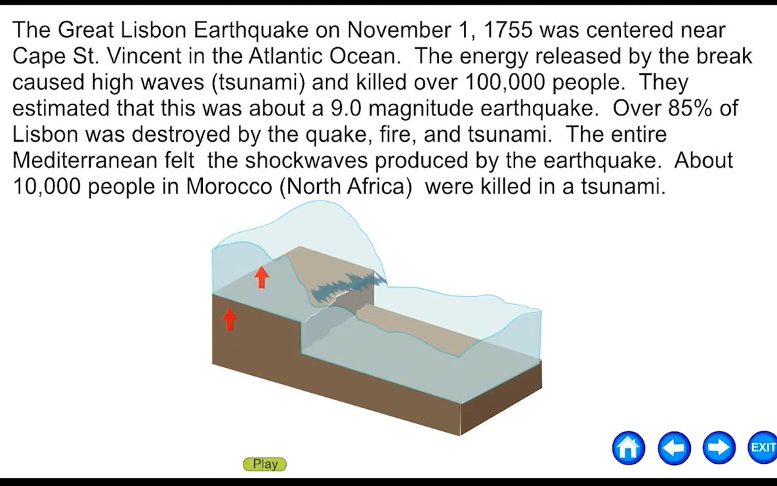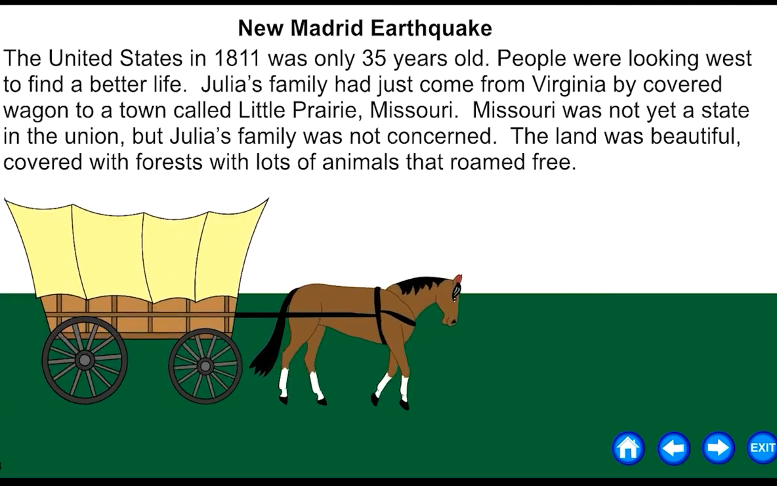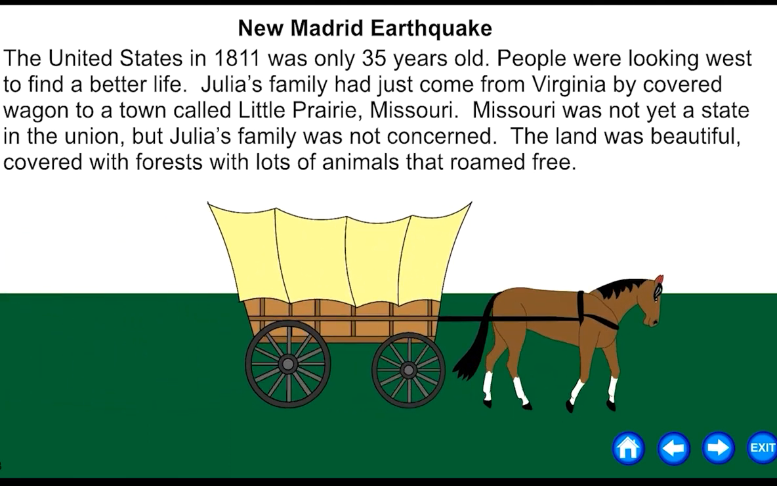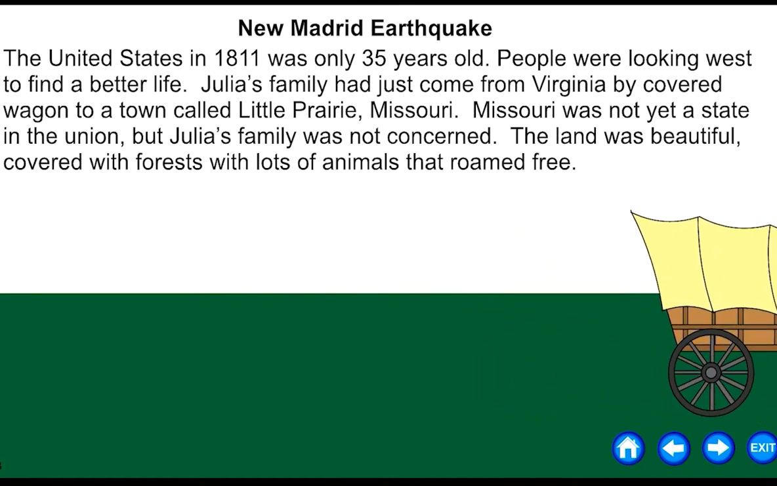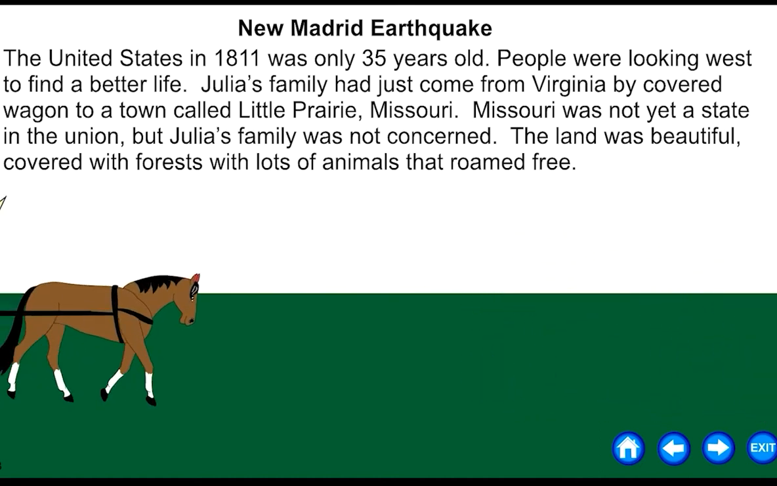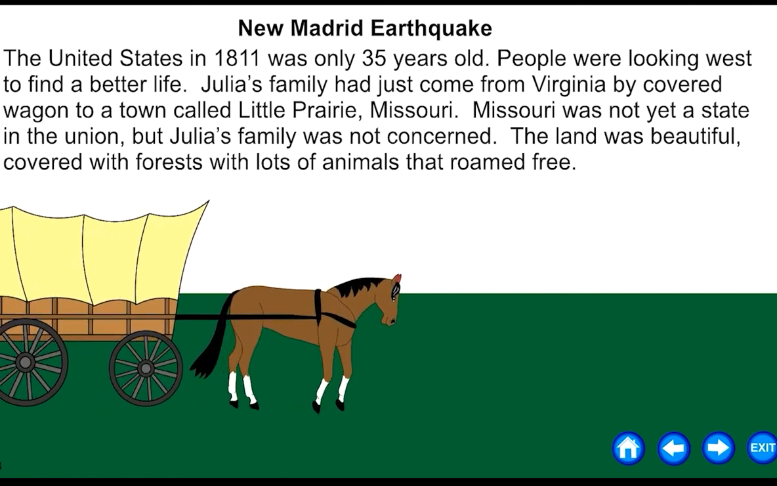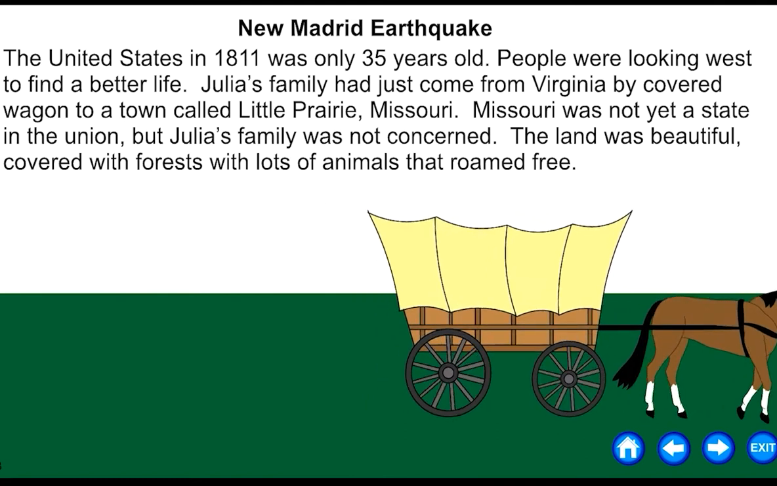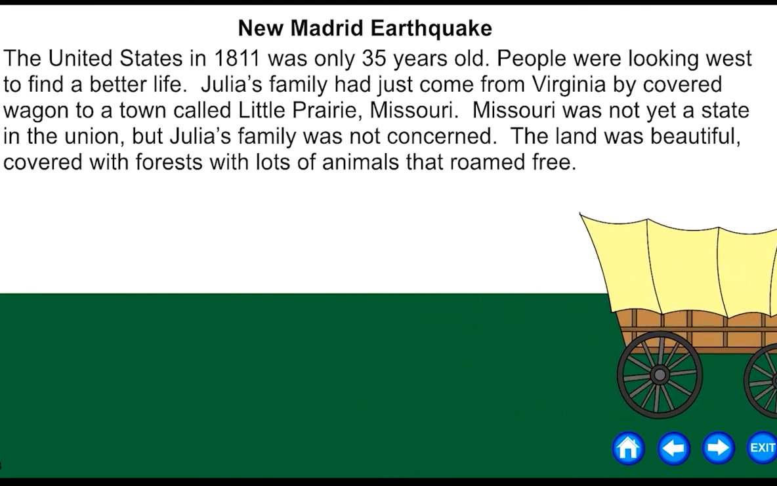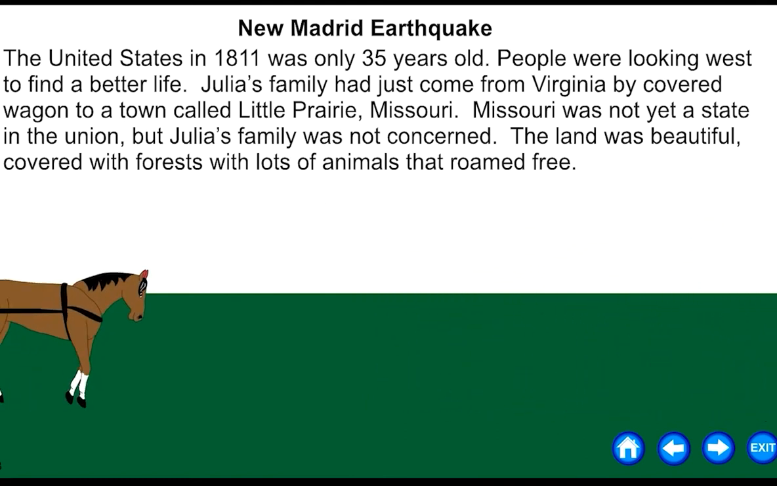New Madrid earthquake. The United States in 1811 was only 35 years old. People were looking west to find a better life. Julia's family had just come from Virginia by covered wagon to a town called Little Prairie, Missouri. Missouri was not yet a state in the Union, but Julia's family was not concerned.